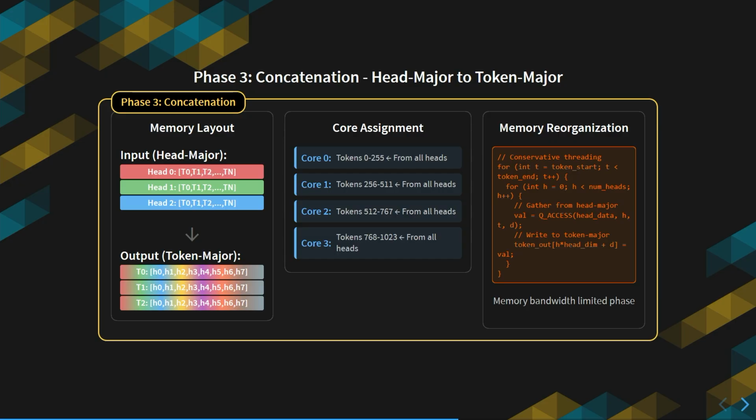Core assignment returns to token parallel. Each core handles a slice of tokens, gathering data from all heads. Core 0 handles token 0 to 255, gathering from all heads, and so on. This is a memory reorganization phase with conservative threading due to memory bandwidth limits.